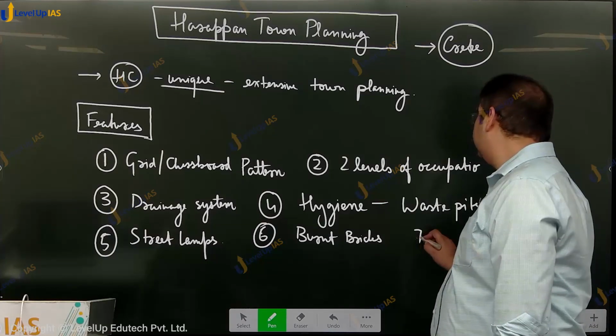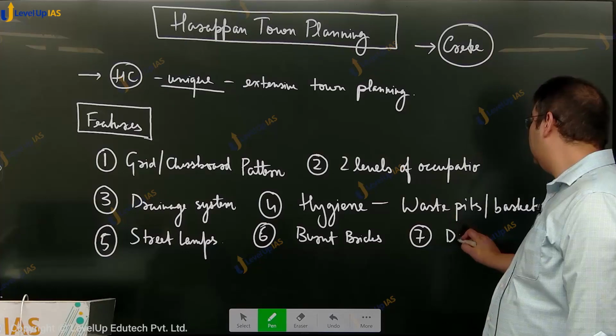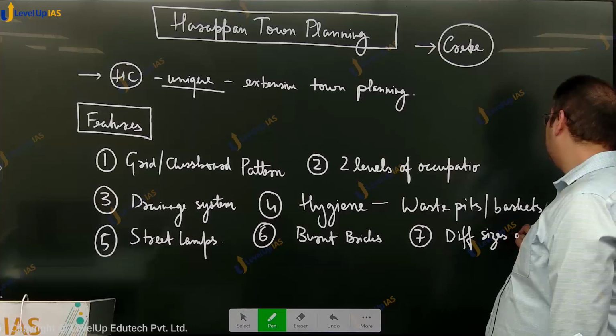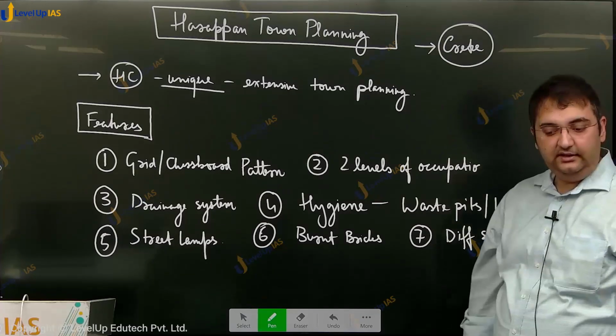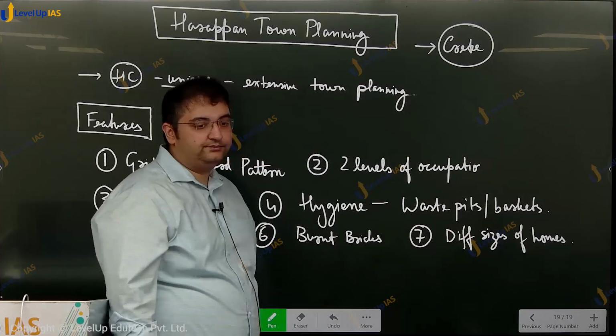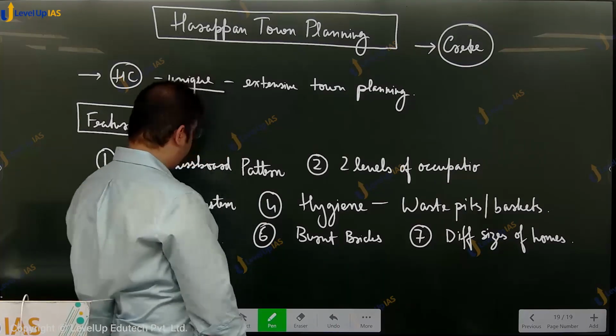Further, we find the presence of different sizes of homes. Not all homes are of the same size. What does this indicate? Economic stratification, social stratification within the society.